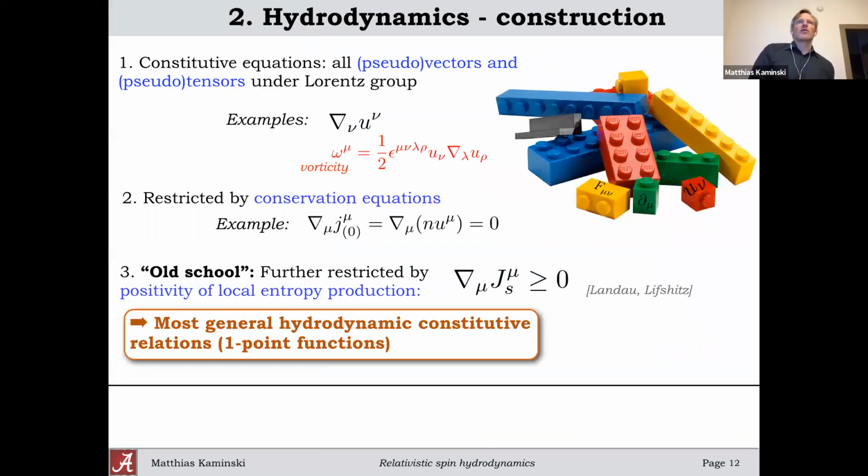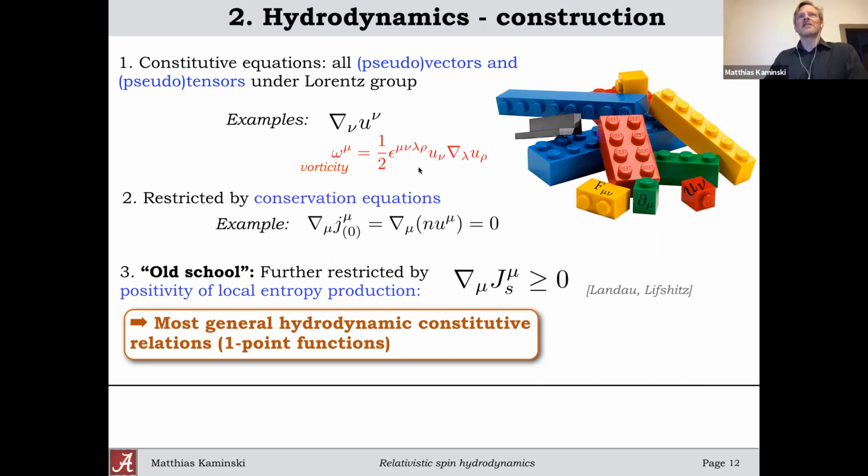So now how do we go about constructing hydrodynamics? Well, it's a three-step process, really. We start with the constitutive equations, and we write down all possible pseudo-vectors and vectors and pseudo-tensors and tensors, which are transforming in the right way under the Lorentz group. So just examples, what needs to go in. For example, here's a scalar that is first order in derivatives, the divergence of the fluid velocity. Here's another example, the vorticity. Notice that this is not the omega, that's not the spin connection, this is just the vorticity. I should have used a different letter.